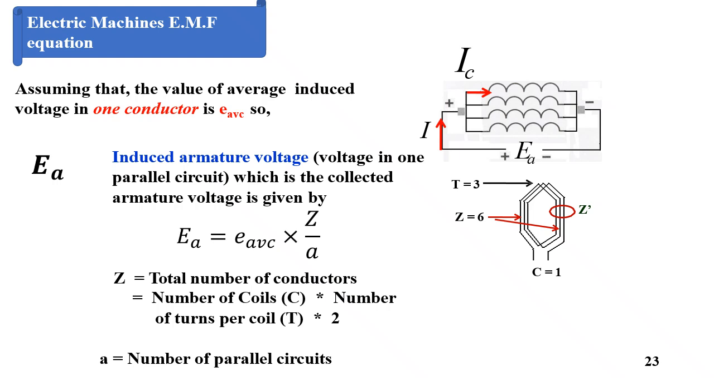We have the induced EMF equals the induced EMF per conductor times the number of conductors per parallel pass. Z is the number of conductors and A is the number of parallel passes. This is the induced EMF inside the machine. Z is the total number of conductors, which is equal to the number of coils times the number of turns per coil times 2, as each turn has 2 conductors. And A is the number of parallel passes.